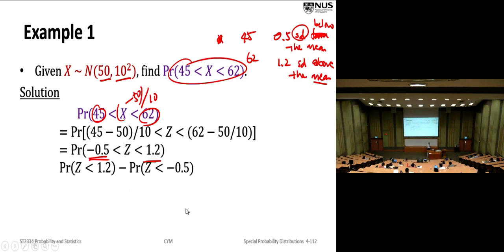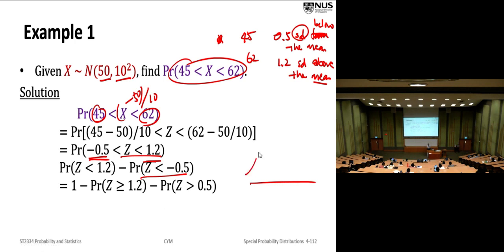All right, so then I work out. It is equal to the probability of z less than 1.2 minus the probability of z less than minus 0.5. Then this part is for us to use the statistical table. You may have to be aware that the table will give you the upper tails. In other words, given any z, it gives you this probability. So that's why I convert this into 1 minus the probability of z less than or equal to 1.2. So this is 1.2, and I want to get this probability, but instead I got this one and then subtract it from 1.